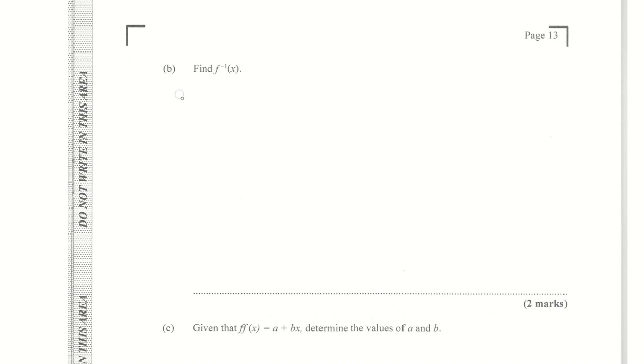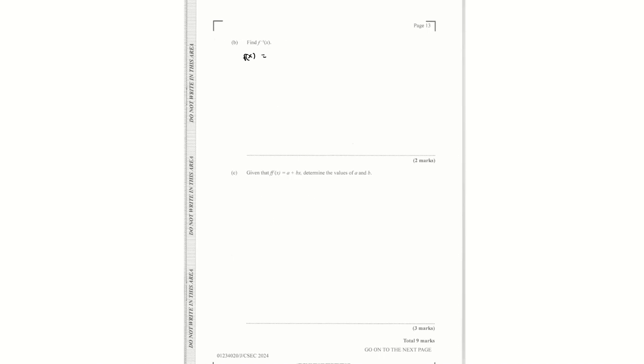So if they say f inverse x, this is to find the inverse function. So we know that f of x was equal to, what was f of x, guys? 2 minus 5x. Remember, it's a three-step process. Let your function be equal to y. So y is equal to 2 minus 5x. That's step 1.